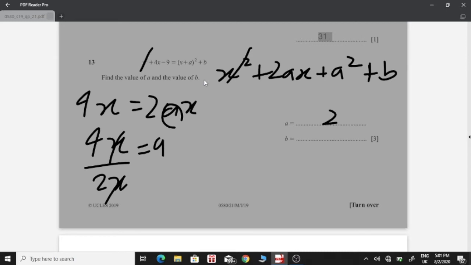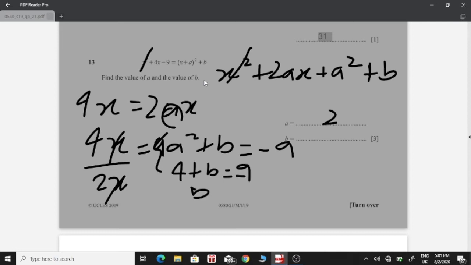Now we have a squared plus b is equal to minus 9. So a squared is 2 squared, which becomes 4, plus b is equal to minus 9. Now b is minus 9 minus 4, which becomes minus 13. So we get the value of b as minus 13.